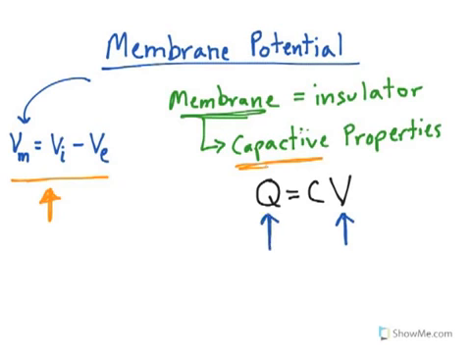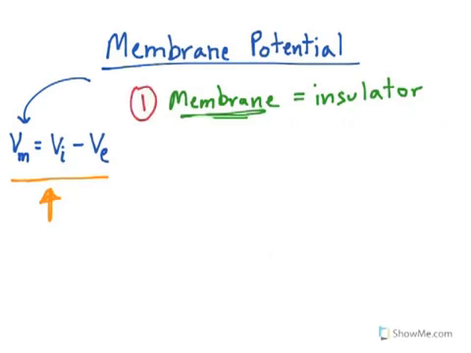And C here is the capacitance, and that is going to be a constant. Because cell membranes are good insulators, this capacitance is actually quite significant. So that's the first point that I want to make, that the membrane is a good insulator, and therefore that gives it a significant capacitance.